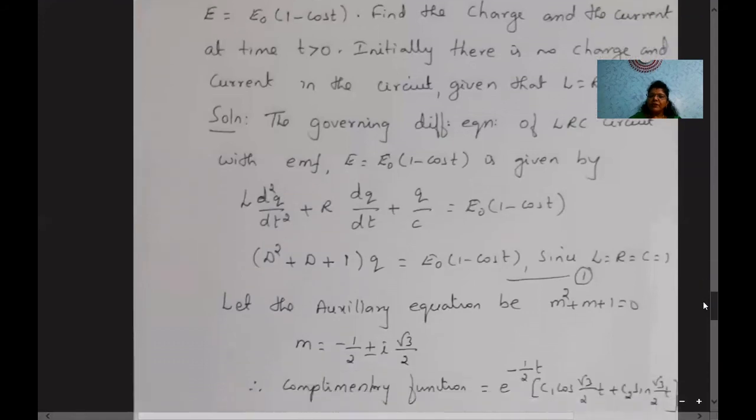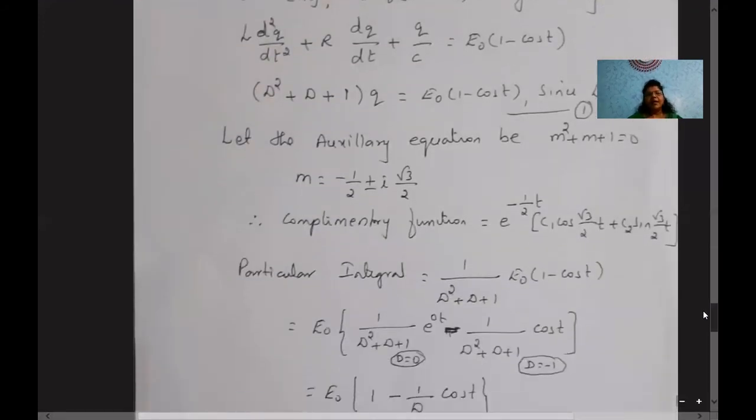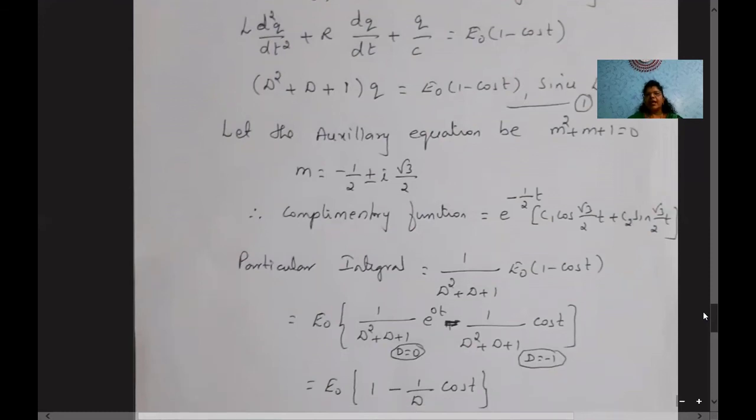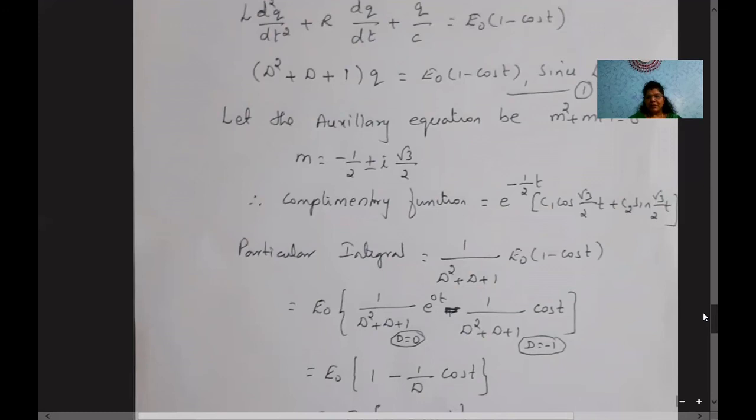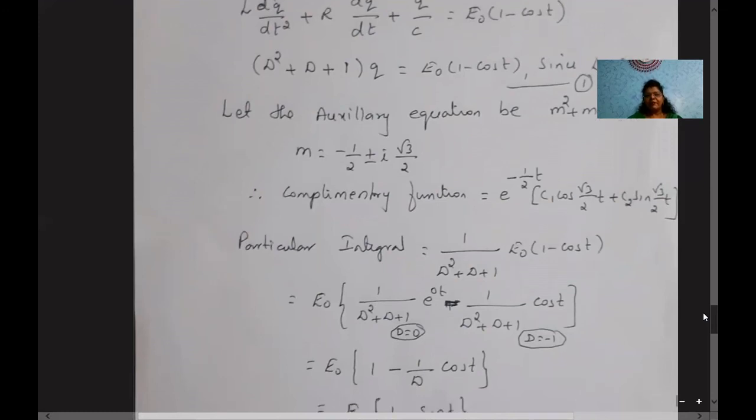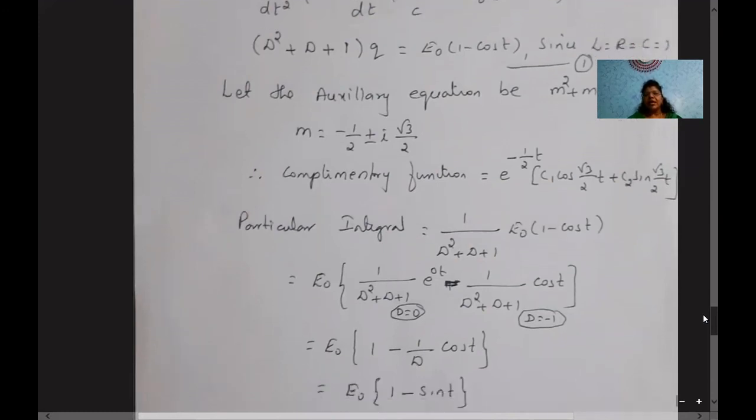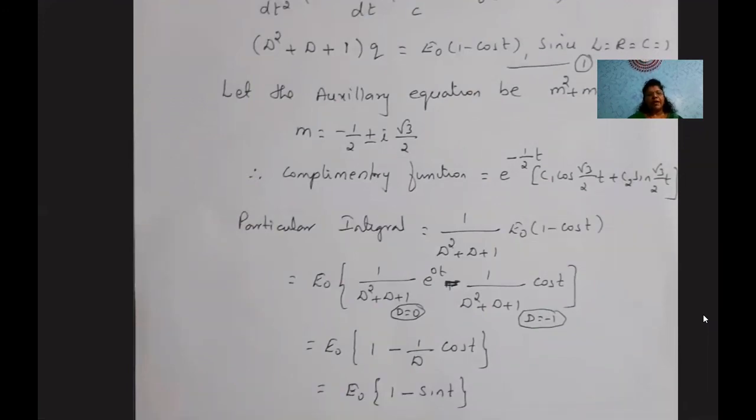What is the solution of this equation number 1? Since we have got an RHS, the solution of equation number 1 will be the complementary function plus the particular integral. To find the complementary function, first we find the auxiliary equation, that is m square plus m plus 1 equal to 0. Solving this quadratic equation, we obtain the roots as minus half plus or minus i into root 3 by 2.